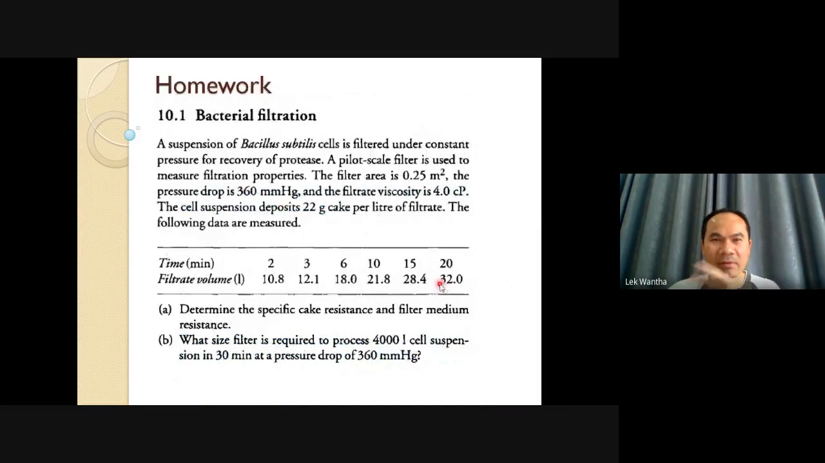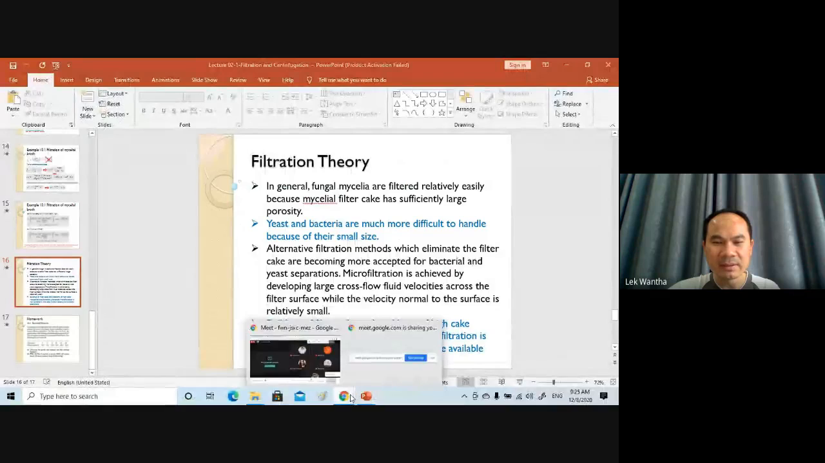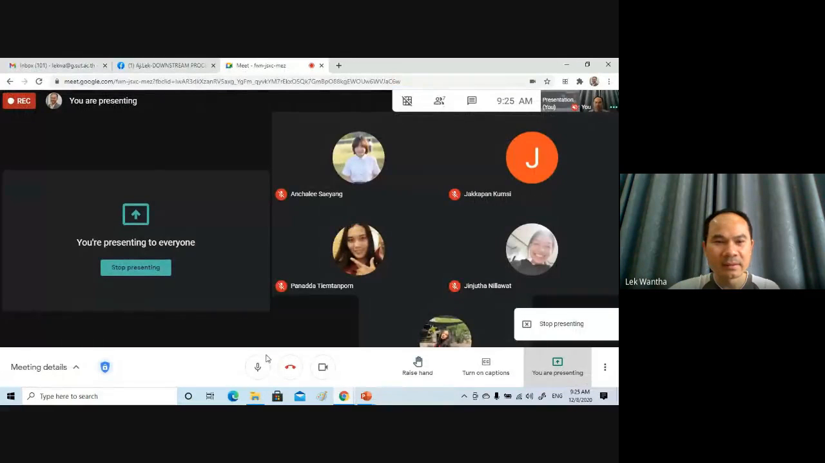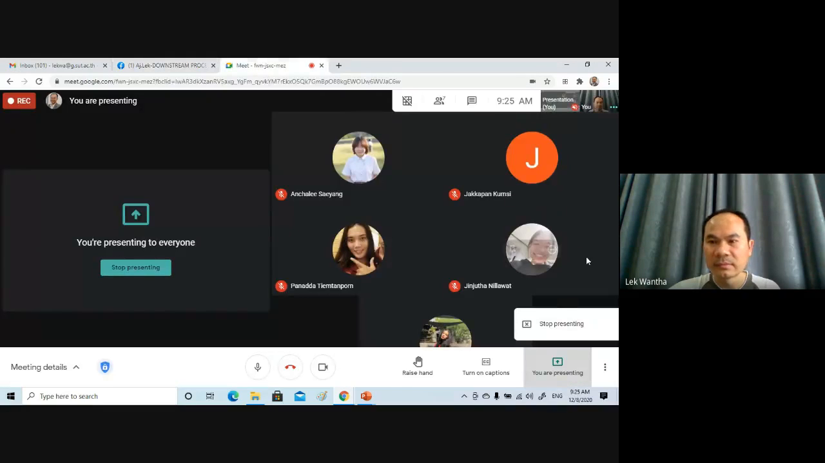Okay. For the homework, I will post in the Google Classroom later. Maybe about 1 or 2 questions for the filtration. For this, do you have any question about the filtration? We didn't talk about a lot of the detail for the filtration because you only study in chemical engineering. If you have no question, I will talk to you about the centrifugation.